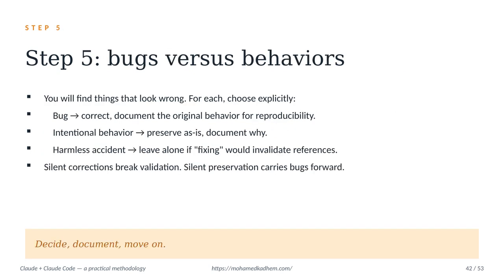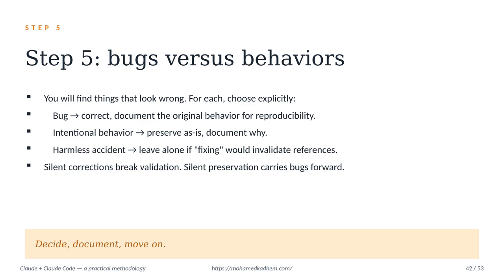In any non-trivial legacy codebase, you will find things that look wrong. A variable that should be a standard deviation but is coded as a variance. A missing bounds check. A formula that disagrees with the paper it cites. For each such finding, you face a choice. Is this a bug to be corrected? An intentional behavior you must reproduce? Or a harmless accident, whose fix would invalidate years of reference results?